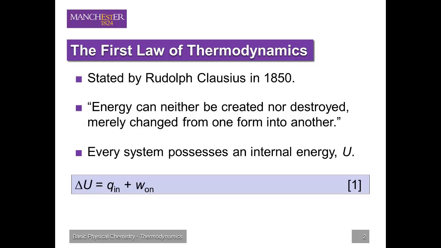Q in and W on are positive for energy entering the system and result in an increase in the internal energy, whereas Q in and W on are negative for energy leaving the system and result in a decrease in the internal energy. As a side note, all the really important equations in this course will be boxed and highlighted in a similar fashion to equation 1.